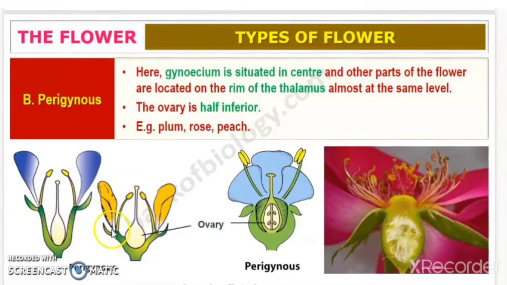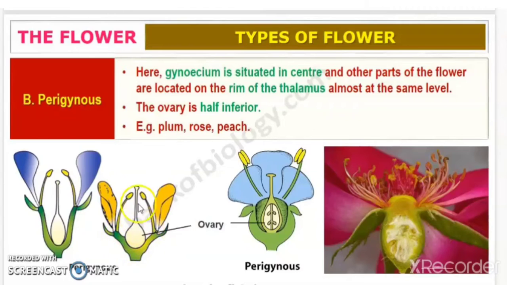So here the ovary is situated in the center portion, or the gynecium is placed in the center portion, and the other parts of the flower are seen at the rim of the thalamus. Rim means the end portion of the thalamus, right? So you can see this is the rim portion of the thalamus. This completely is the thalamus, and the gynecium is located in the center, and the other parts are located on the rim of the thalamus, and this will be almost at the same level. Okay, so this is how the perigynous arrangement will be.